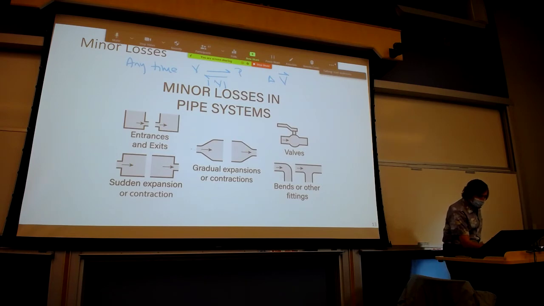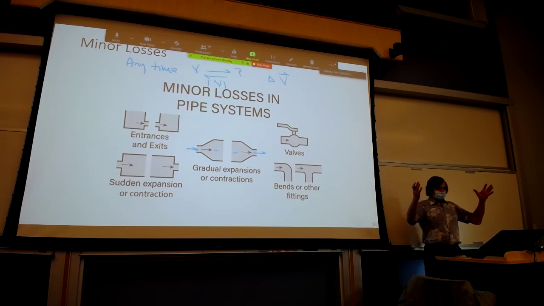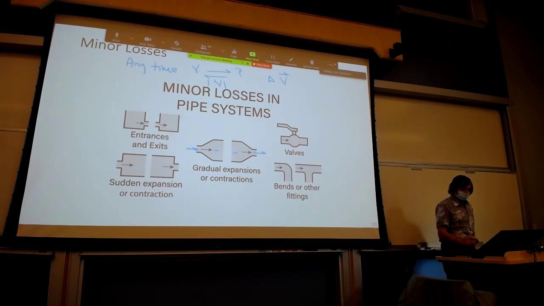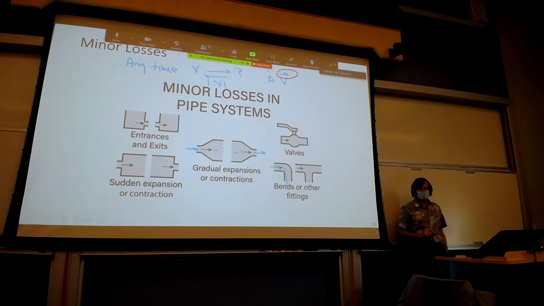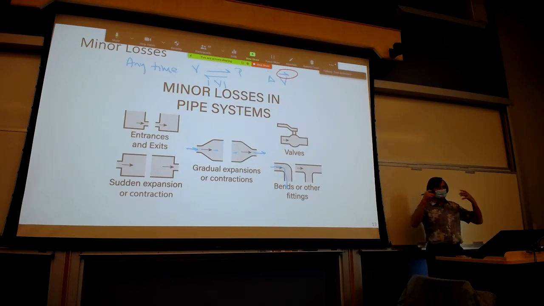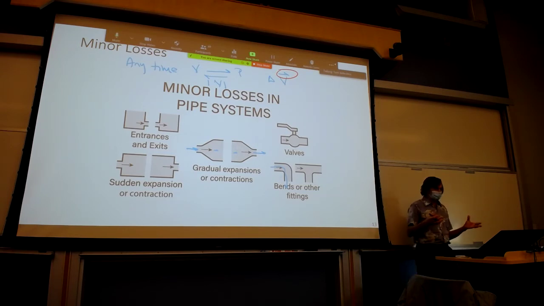So in an expansion, you're going from a really large velocity to a small velocity, and in a contraction, you're going from a small velocity to a large velocity. So that would be changing the magnitude. But also in a bend, what you're changing is the direction of the velocity vector. And whenever you change the direction of the velocity vector, again, what you're generating is an increase in internal turbulence, which as a result generates additional energy losses over and above friction.